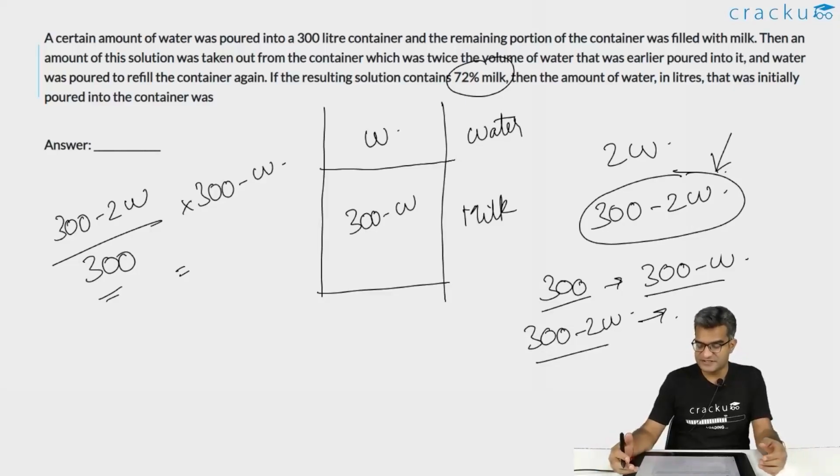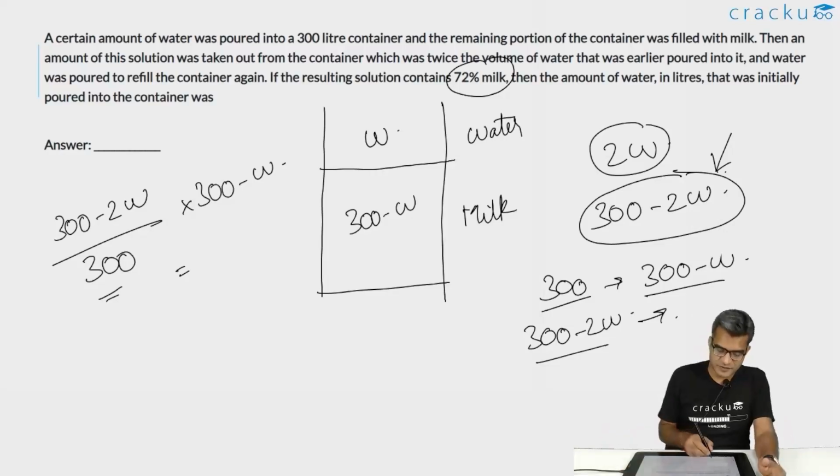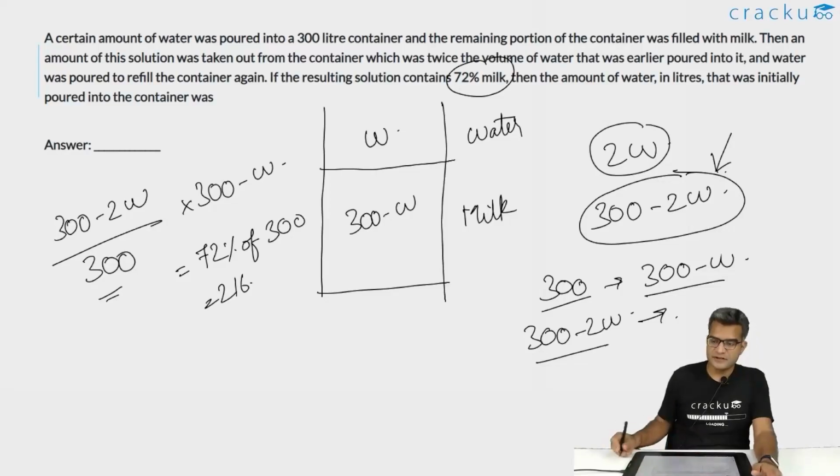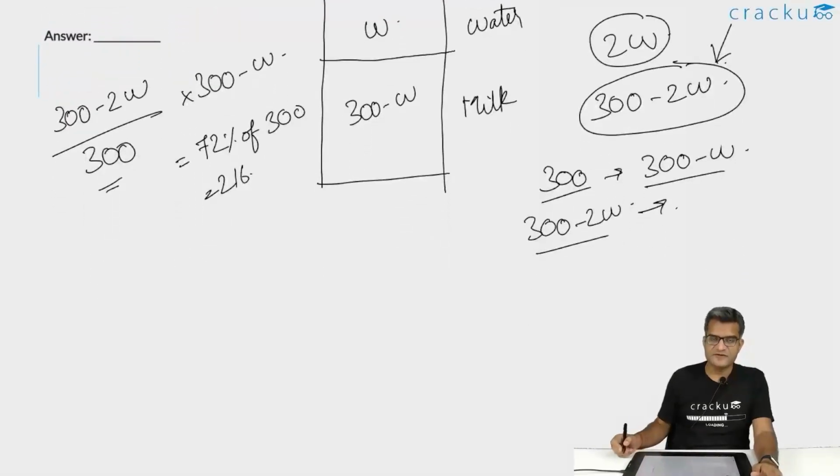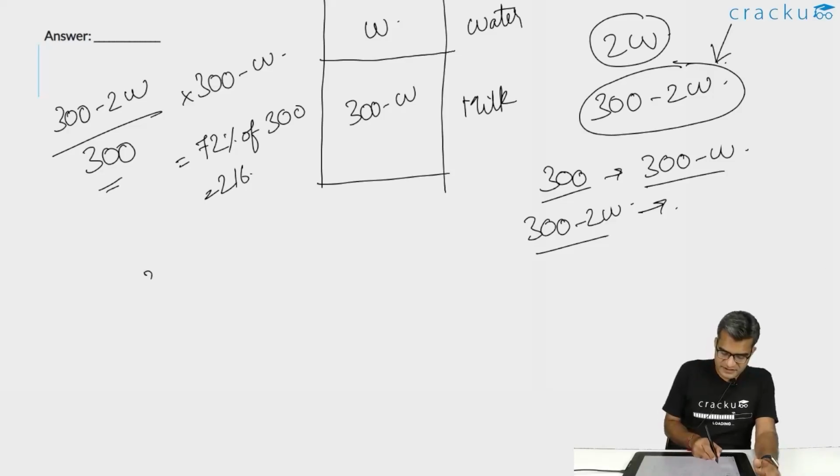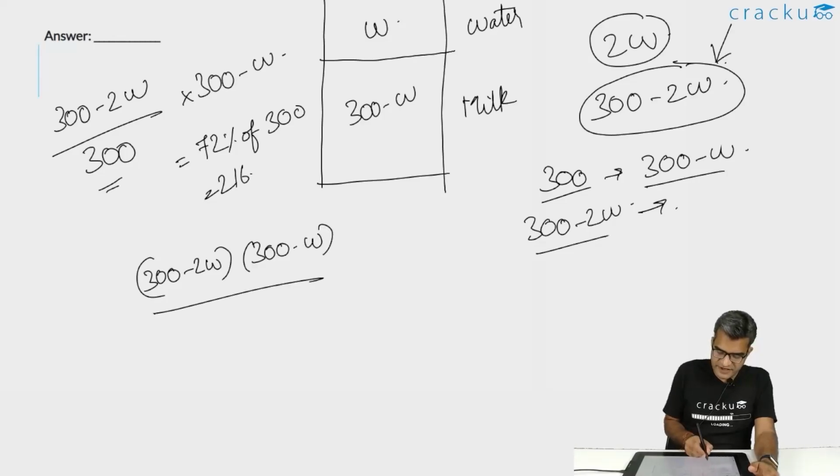Because after this 2W is replaced with water, no additional milk is being added. Once this 2W of the solution is removed and it is replaced with water, the amount of milk remains the same. So this would imply that this has to be equal to 72% of 300, which is equal to 216. Now using this equation, we have to calculate the value of W. What is the equation? 300 minus 2W into 300 minus W divided by 300 is equal to 216.